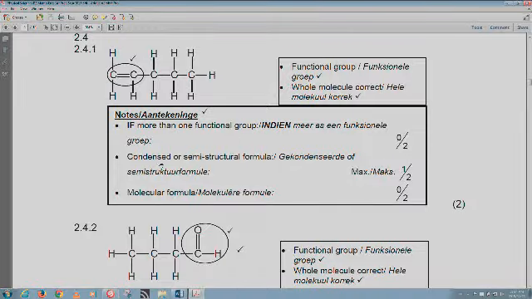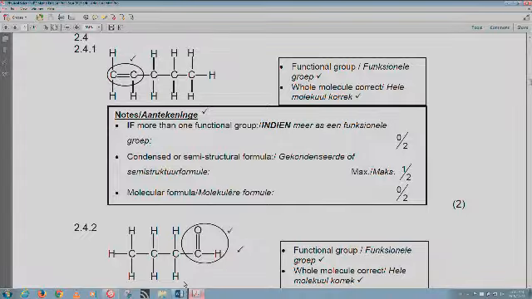And then if the learner writes a condensed or a semi-structural formula, the learner will only get the 1 mark for the functional group. In other words, you still give 1 mark for the functional group, 1 mark for the rest of the molecule, and then you take 1 of the marks because the learner did not follow instructions. And then if the learner writes a molecular formula, it's 0. No mark even for the functional group, because you won't see the functional group there in the structure.